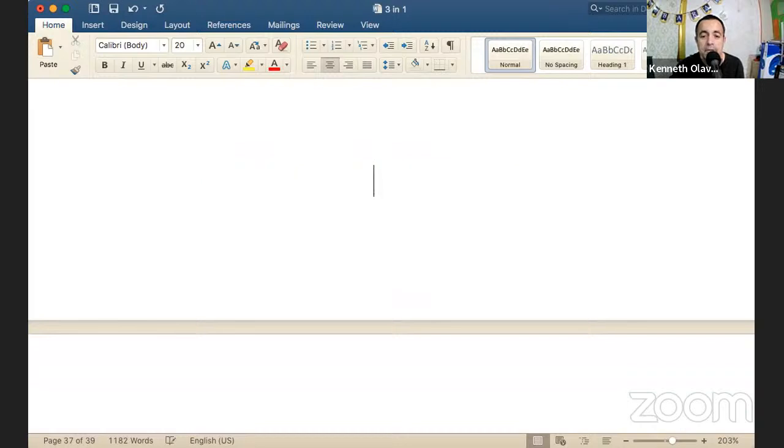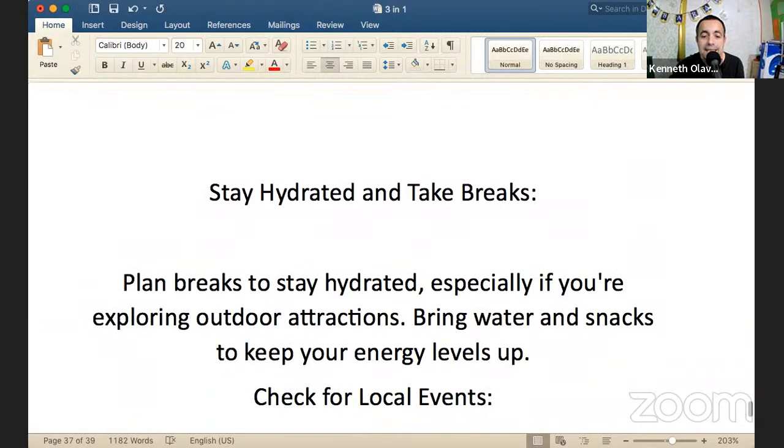I don't have an image for this, but it says stay hydrated and take breaks. If you're coming from a cold country into a hot country, that's going to be easy. Why? Because it's so hot that you're going to get thirsty all the time and you'll be drinking water all the time. But if you come from a hot country into a cold one, it's cold and fresh, and sometimes you just forget. Now, how much water do we have to drink?